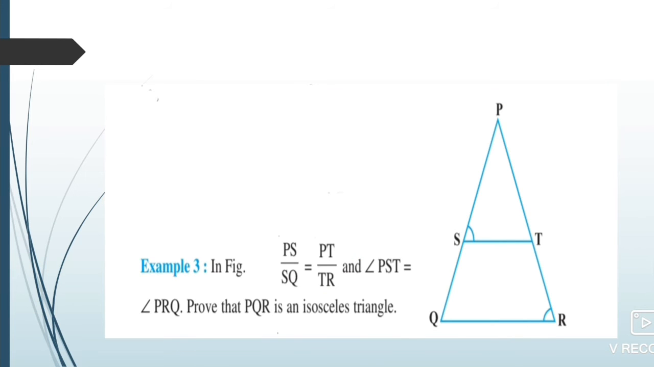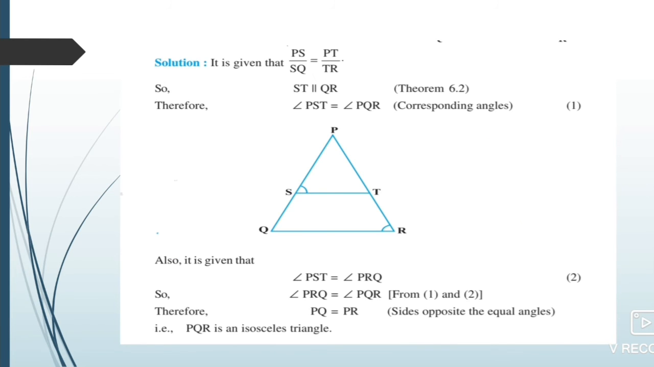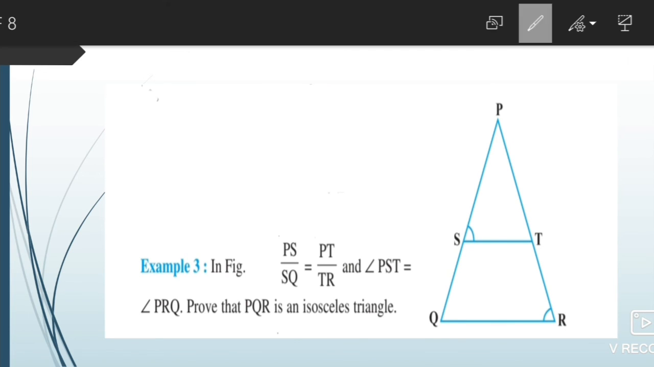Now let's check example number 3. In example number 3, it is already given that PS by SQ is equal to PT by TR, and angle PST is equal to angle PRQ. That means this angle and this angle are equal. You have to prove that PQR is an isosceles triangle.